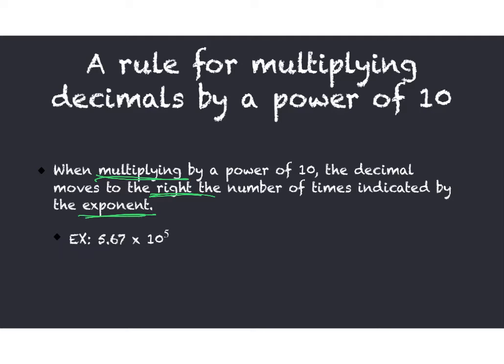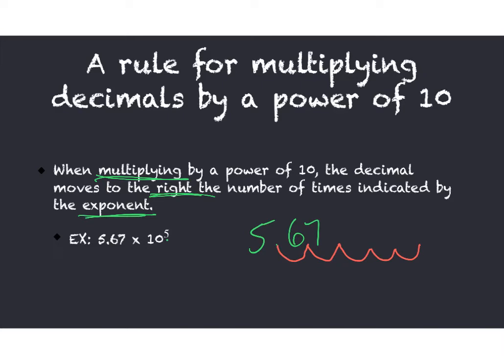So we are multiplying, so that means our decimal needs to go to the right, and we need to look at the exponent. Our exponent right here is 5, so we're going to move that decimal over 5 places to the right. So we're going to start off here. 1, 2, 3, 4, 5.